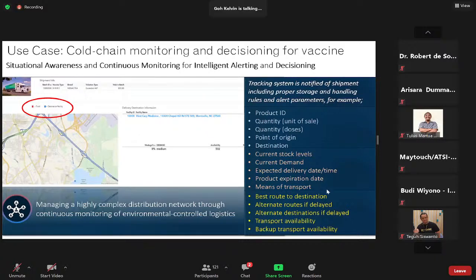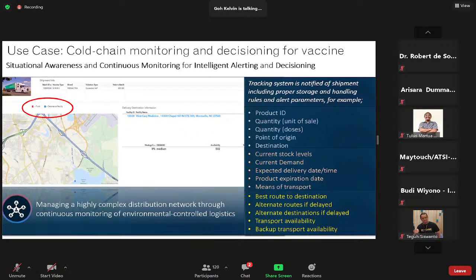The next set of information is the destination information. Because this is a vaccine operation, we have information pertaining to the current stock level at every single clinic and administration point of vaccine. We also have information pertaining to the current demand. Demand depends on the number of people who turn out to get vaccinated. Naturally, once you have more people there, the stock will reduce.